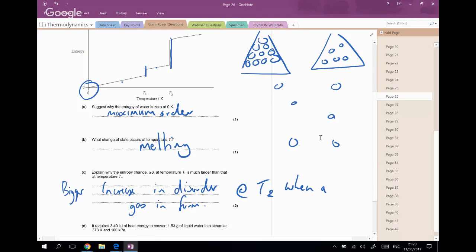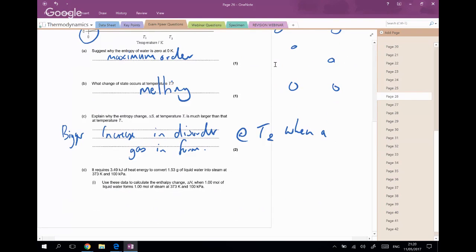Okay, then we're on to the question here. It requires 3.49 kilojoules of heat energy to convert 1.5 grams of liquid water into steam at 373 Kelvin and 100 kilopascals. Use this data to calculate the enthalpy change, delta H, when 1 mole of liquid water forms 1 mole of steam at 373 Kelvin and 100 kilopascals. And I've just realized a question that we actually need to sort of jump onto in just a minute.